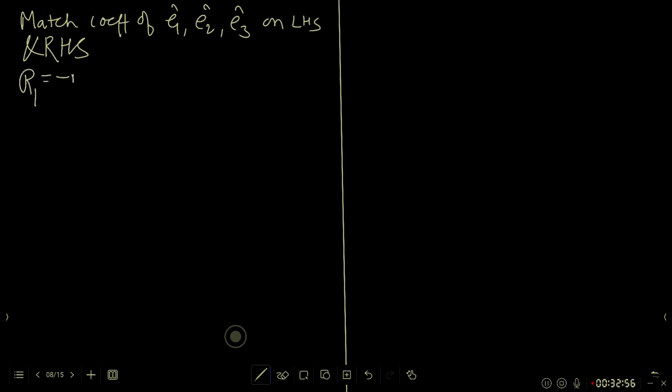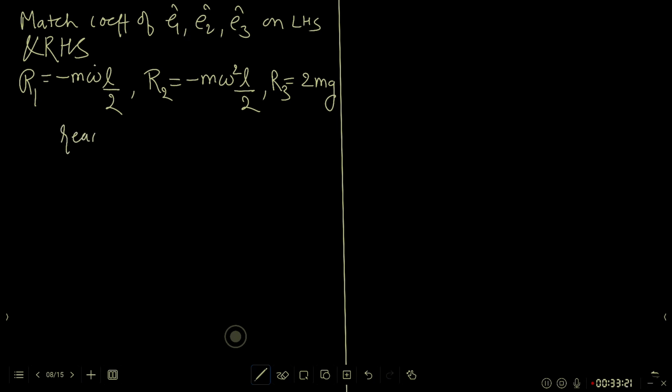This is what should follow. Mg. So if you go and check what they were asking us to find in the beginning, they were asking us to find the reaction force system at A, and they were asking us to find omega dot.